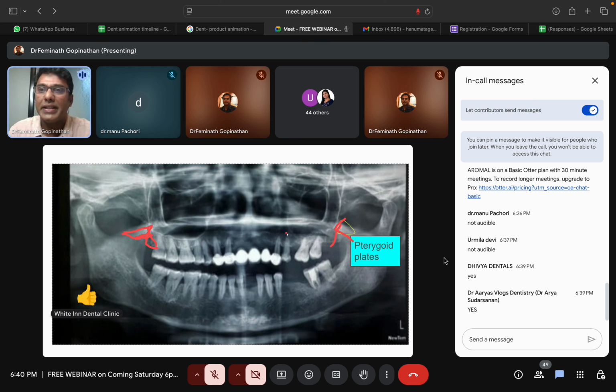Because this pterygoid plate has got a good amount of mineralization. All this area, the maxillary tuberosity area, has got very soft bone. So it will not hold on to the implants and you will not get sufficient torque to angle it there.